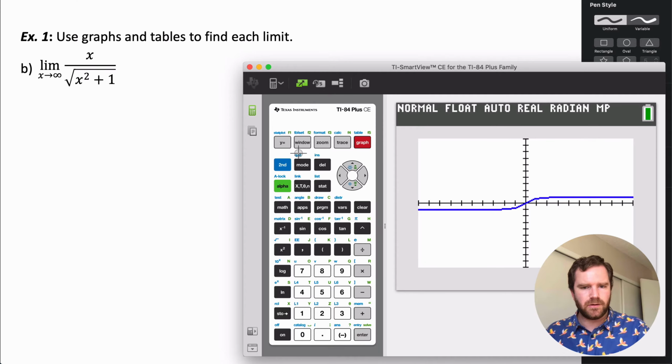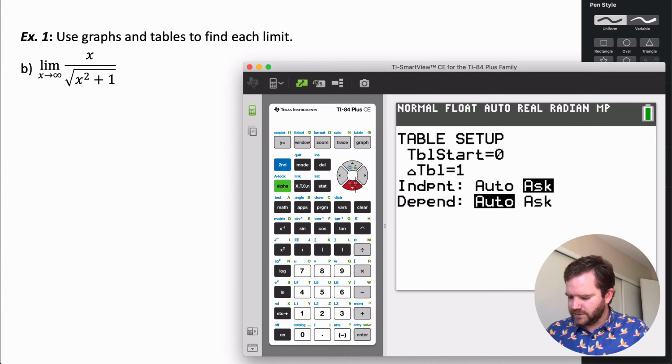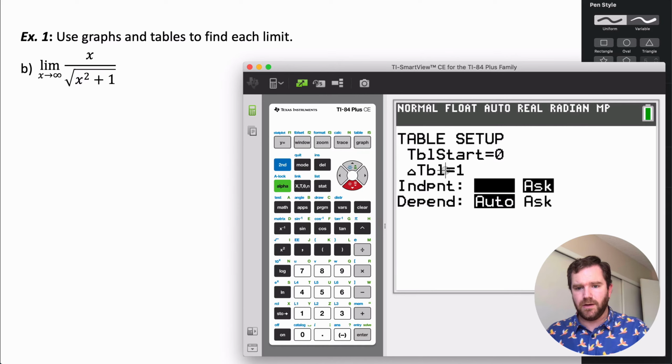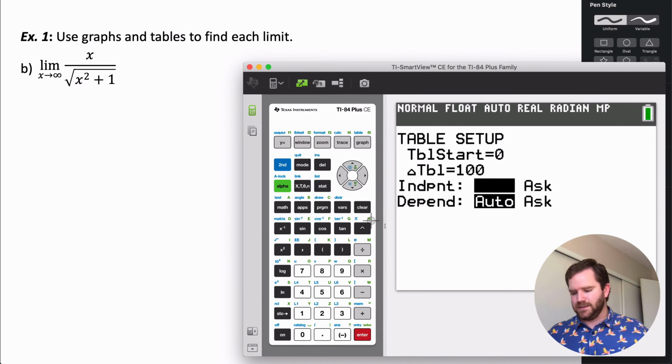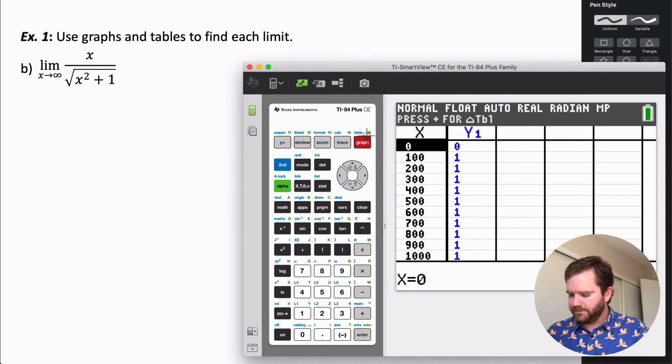And actually for this one, I'm not going to make it so that I have to manually type in numbers. Instead, I'm going to adjust my table set so that it goes at increasingly larger values so that the space between them is large. So I'm going to say auto, and I'm going to have the table start at 0 but go by hundreds. So every increment is going to be 100 units. So what happens if I look at the table there?